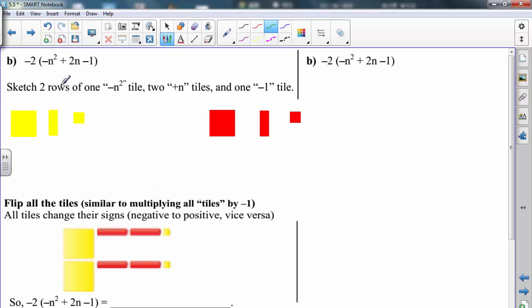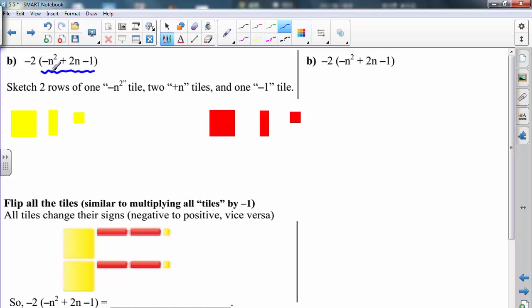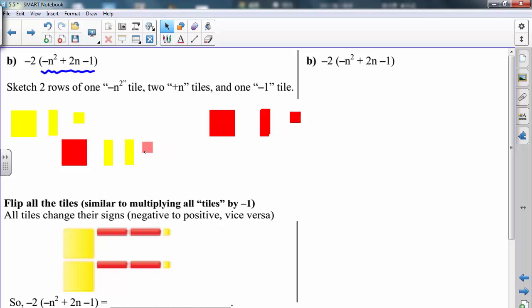Let's look at the second one. Oh, this time, this polynomial becomes a little bit more complex. It is a trinomial. Negative 2 times brackets negative n squared plus 2n minus 1. So what we need to do is, I will use the algebra tiles to model this trinomial first. Negative n squared means I drag 1 big red square. Plus 2n means I need to drag 2 yellow rods. Minus 1 means I need to drag 1 little red square.